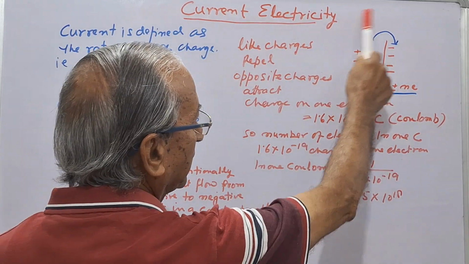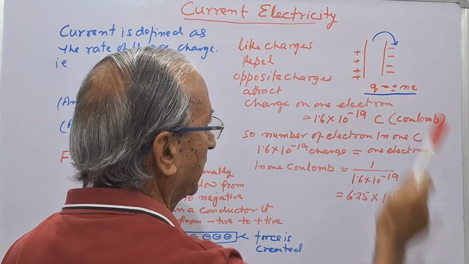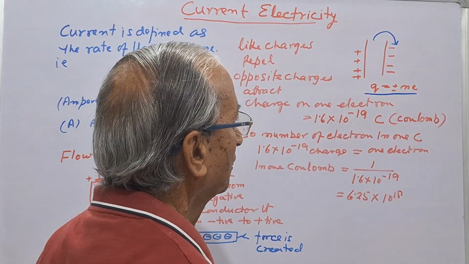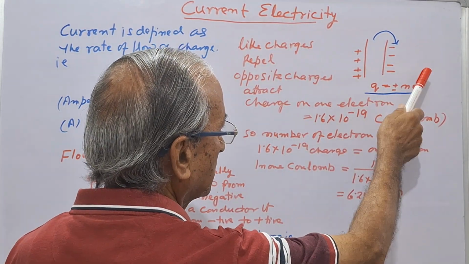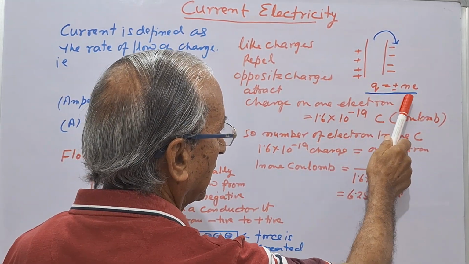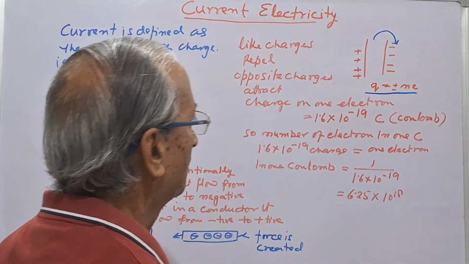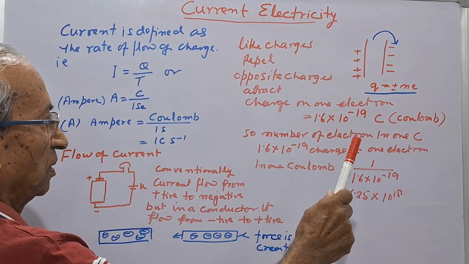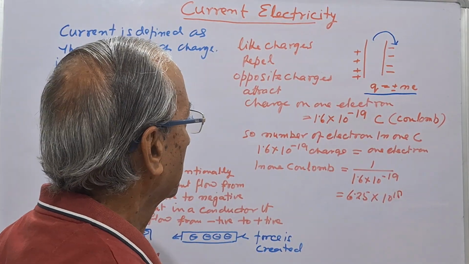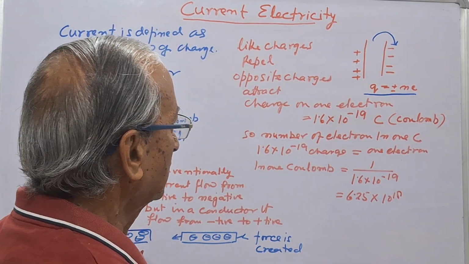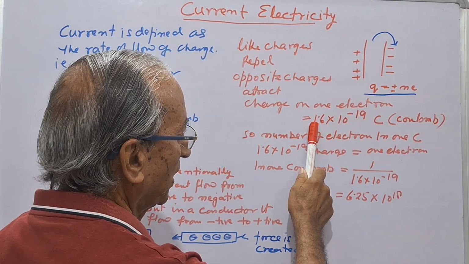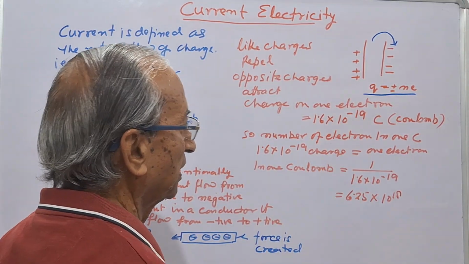So if two electrons are shifted from one body to the other body, then it will be 2e, and if three electrons are shifted from body A to B, the charge will be 3e. Now the unit of the charge is coulomb. It was found that the charge of one electron is 1.6 into 10 to the power minus 19 coulomb.